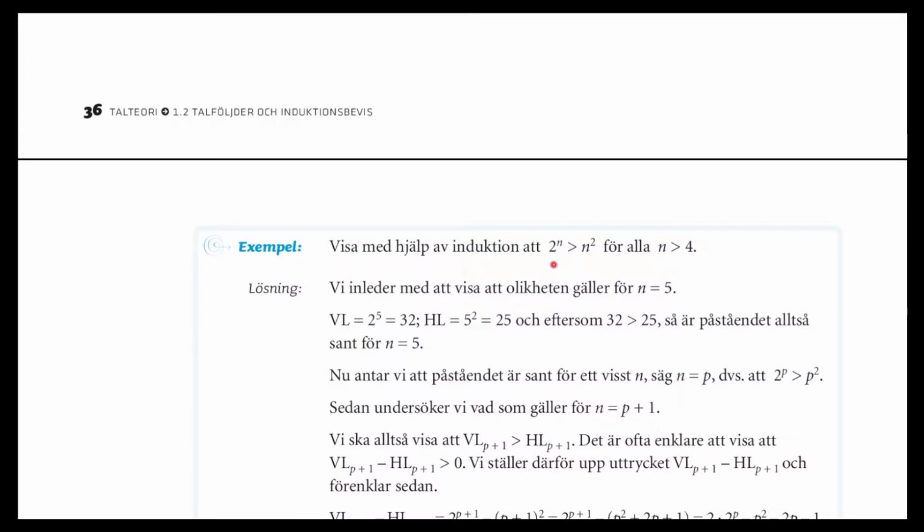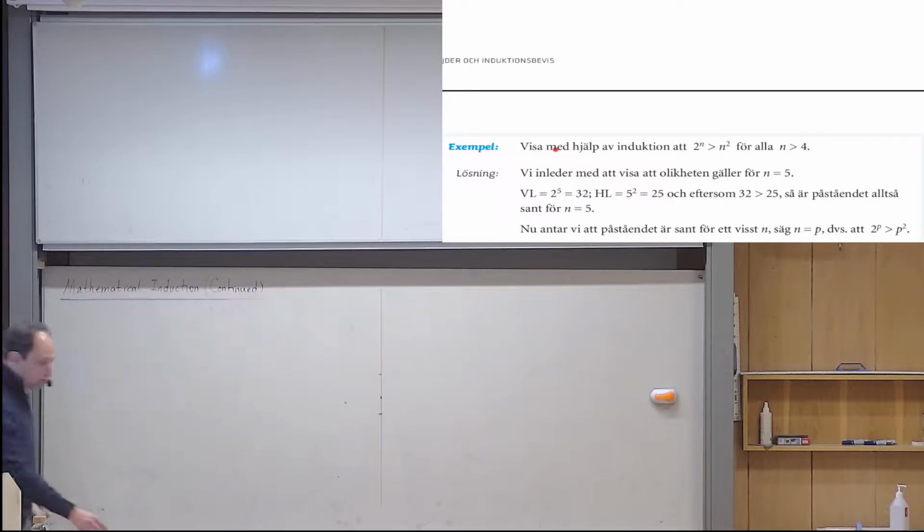We want to show that 2 to the power n is greater than n squared, but not for all natural numbers. For all natural numbers strictly greater than 4. But the ideas are the same. That is not something new, but I think it would be good if you also see some kind of proof for inequalities. Okay, so we want to show this.